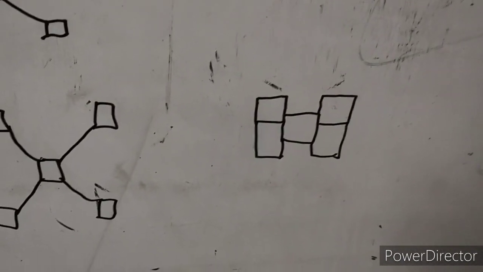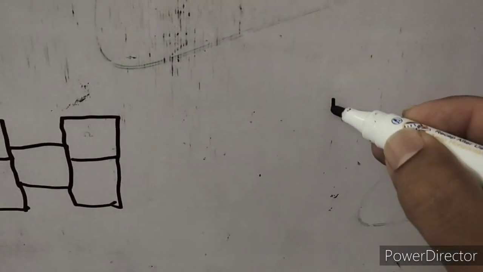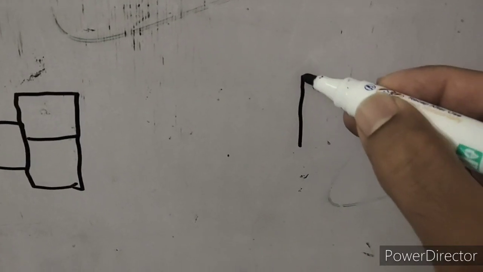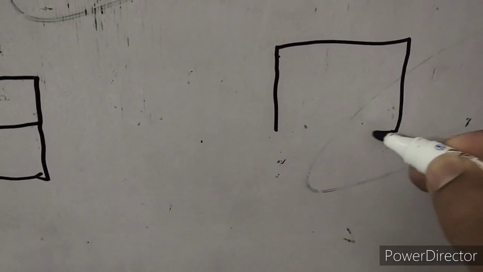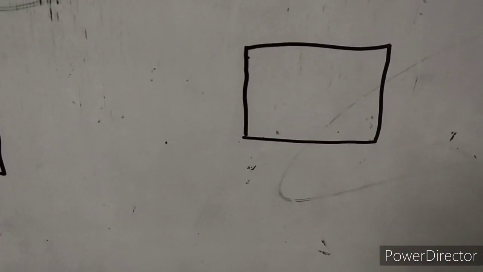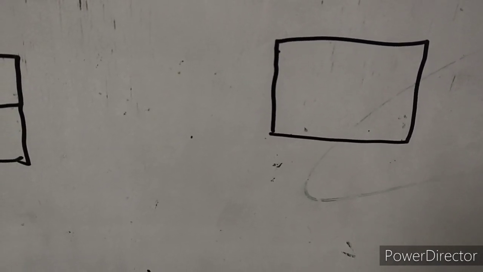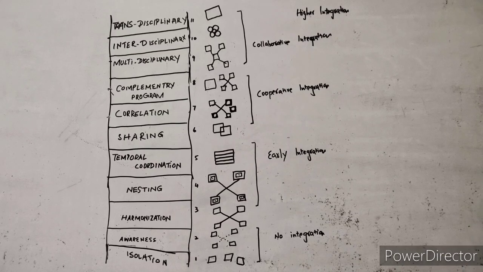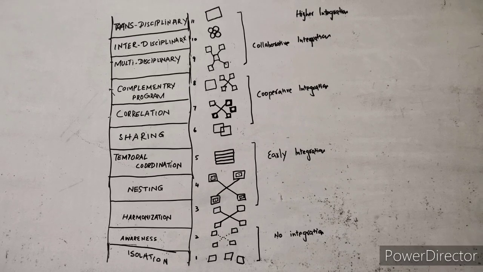Now step 11 is transdisciplinary. It is also called learner-centered or student-centered. The curriculum enables the learner to construct meaning from the integrated learning experience. Individual disciplines are no longer present. Examples are courses like basic life support and advanced cardiac life support for health professionals.